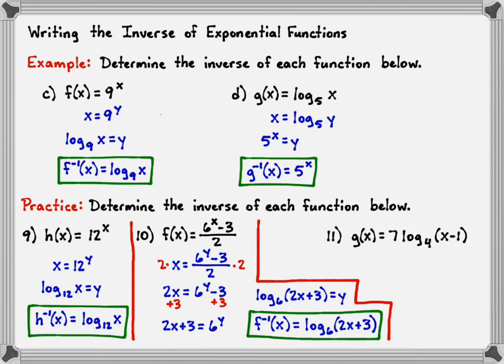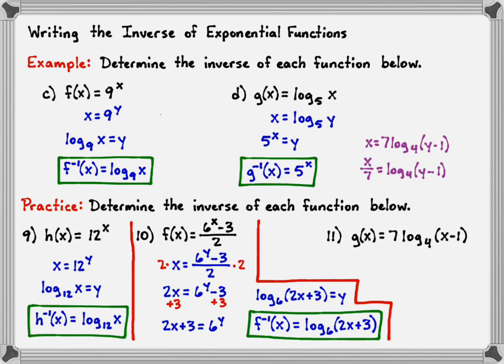Let's go ahead and swap out the x's and the y's. So this will say x equals 7 times log base 4 of y minus 1. So that's what we did first. Okay. Then the next thing we have to do is get rid of that 7. So we're going to divide both sides by 7. So when you divide by 7, you get x over 7 equals log base 4 of y minus 1.